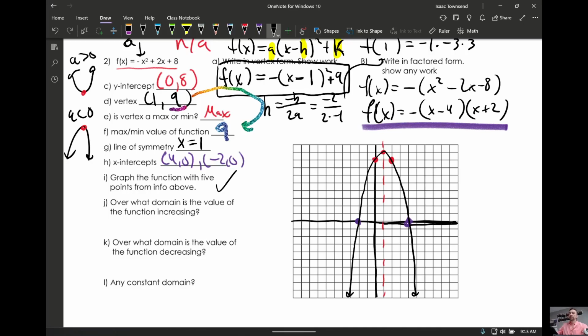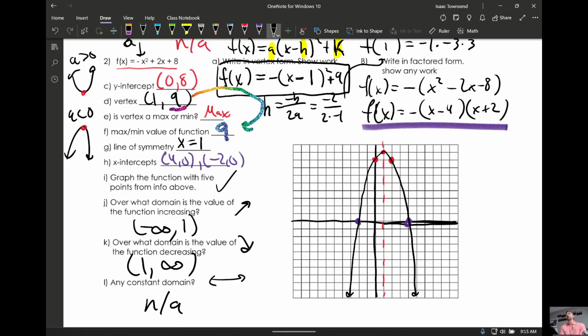And now that I have that in front of me, I can describe when it's increasing. It's increasing from the far left until x gets to 1. I can describe when it's going down, decreasing: it starts decreasing at 1 and then forever to the right. And constant is anytime the graph is flat. That doesn't happen in parabolas, so don't leave it blank because that makes it look like you don't know the answer. Say none or not applicable.